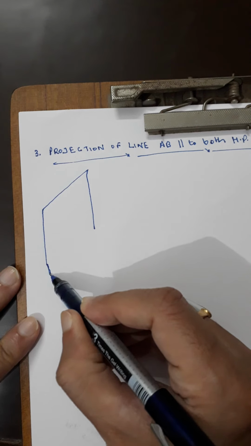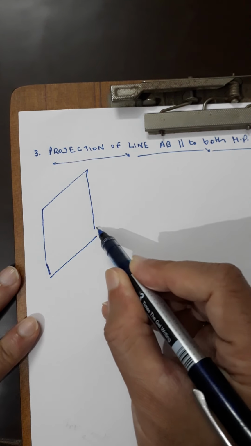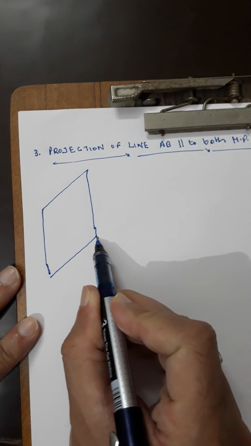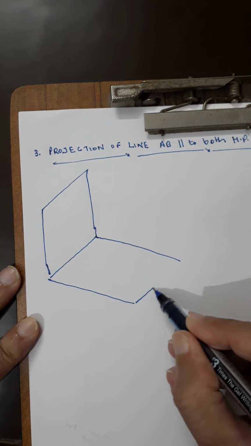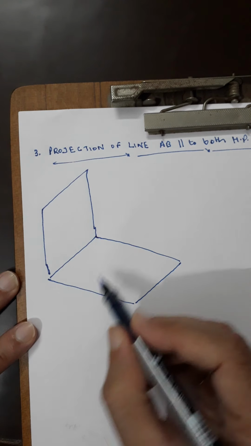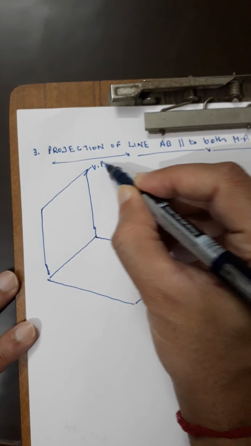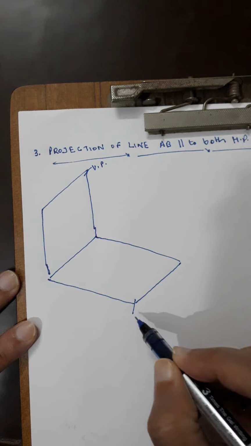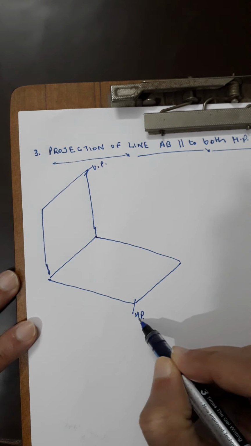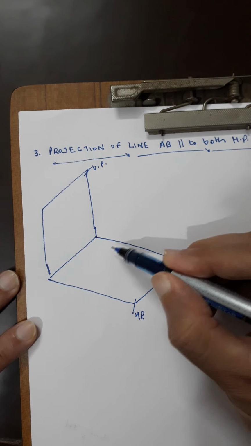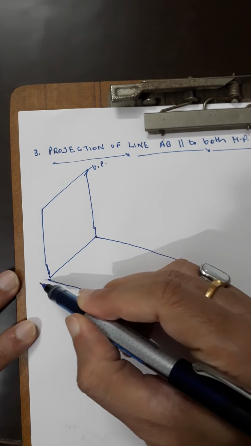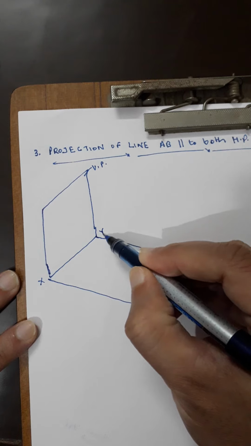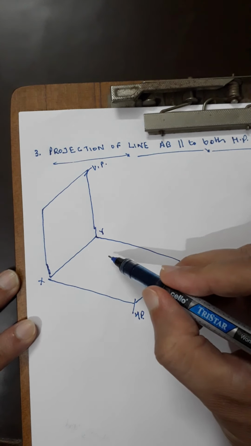Okay, so this is the vertical plane, and this is the horizontal plane. The line is parallel to both VP and HP. This is the XY line. Then the line is like this.